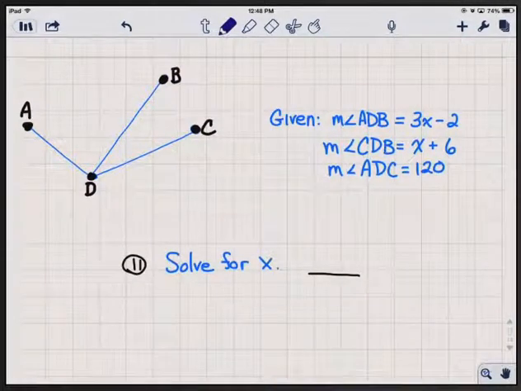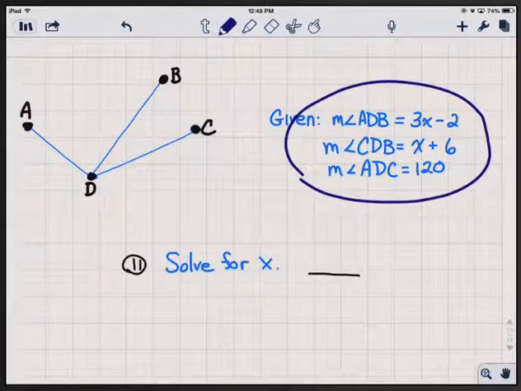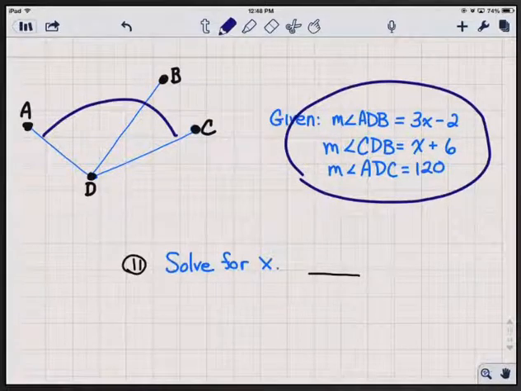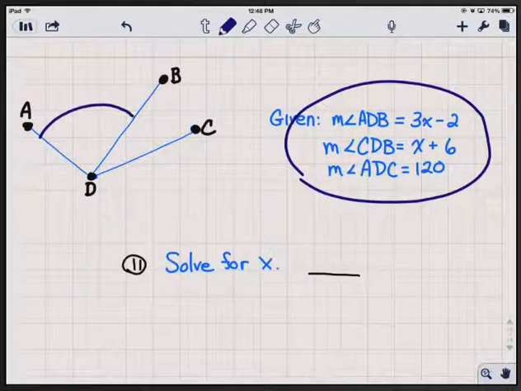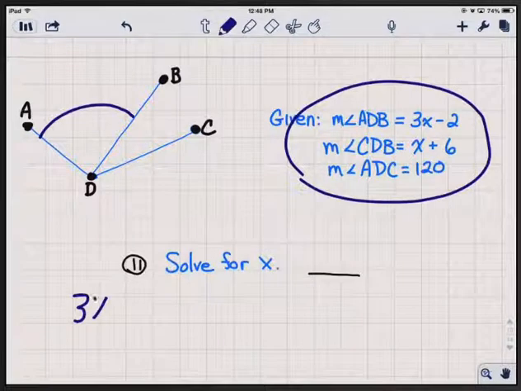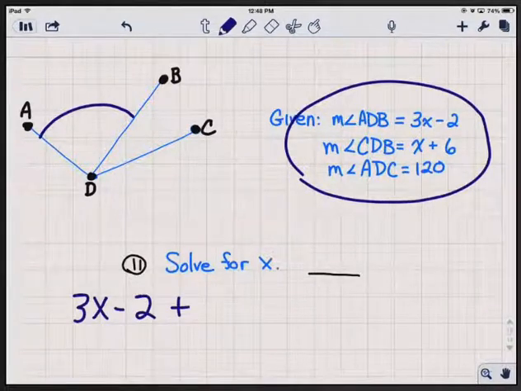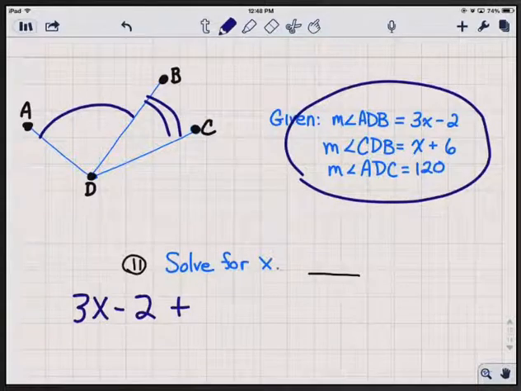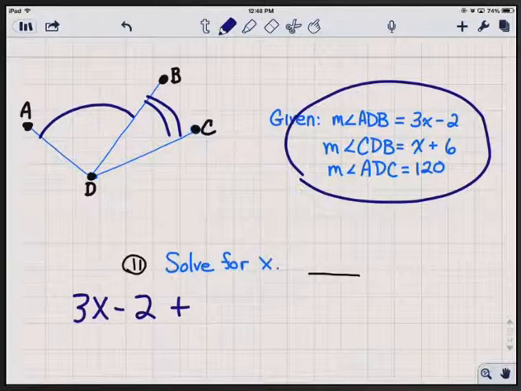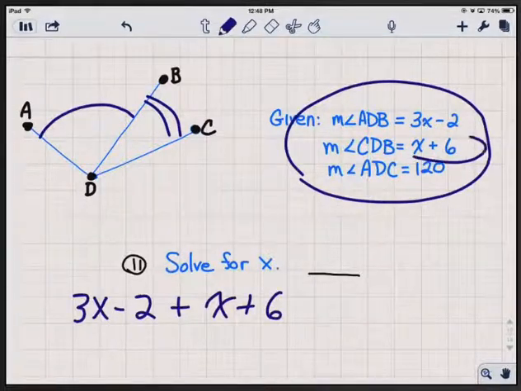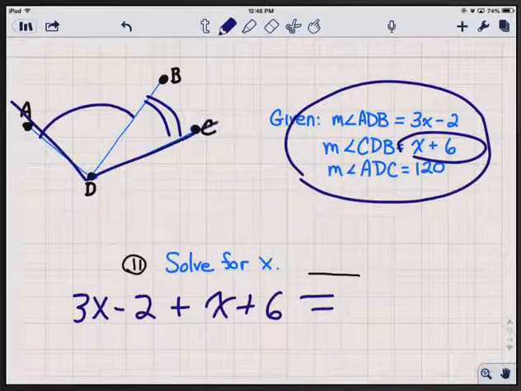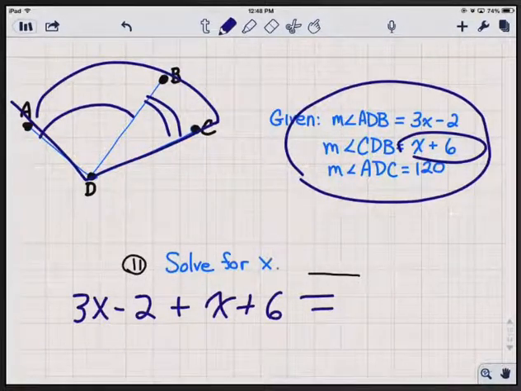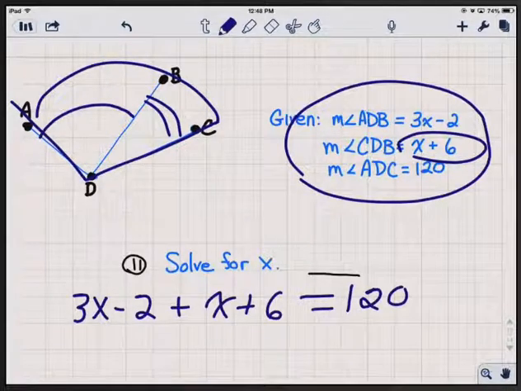Next problem. Now we have a problem that deals with algebraic expressions and the angle addition postulate for this diagram. The angle addition postulate states that the measure of angle ADB, 3x minus 2, added with the measure of angle CDB, the angle adjacent to it, x plus 6 from the given information, is equal to the measure of angle ADC, this angle, which is given as equaling 120. So we just have to solve that equation.